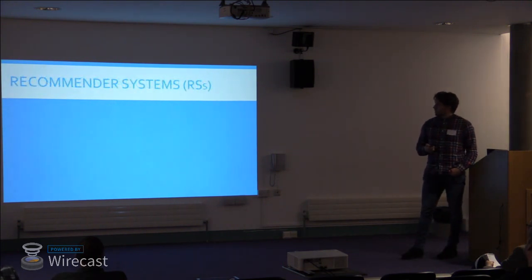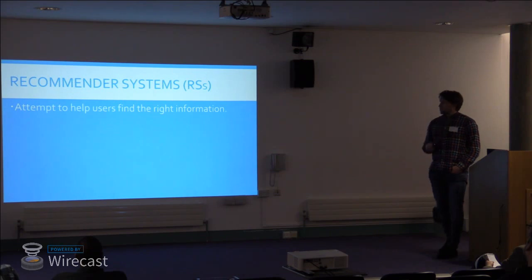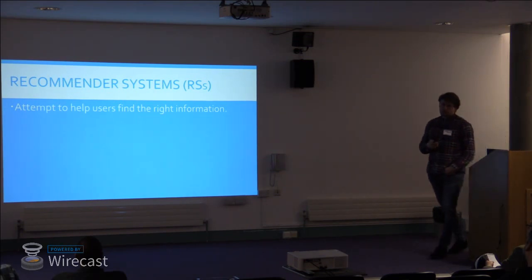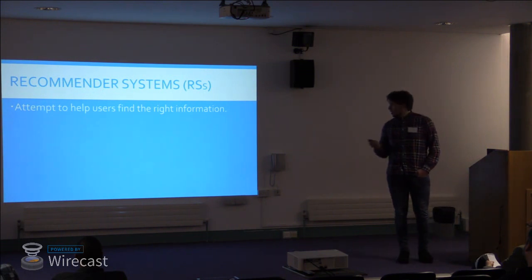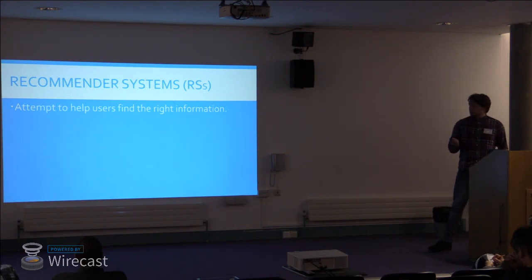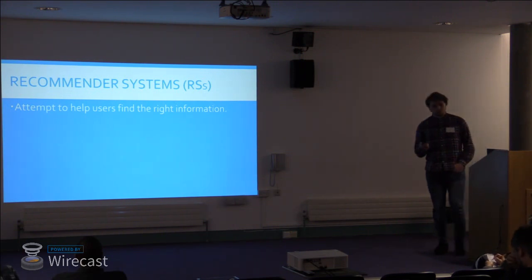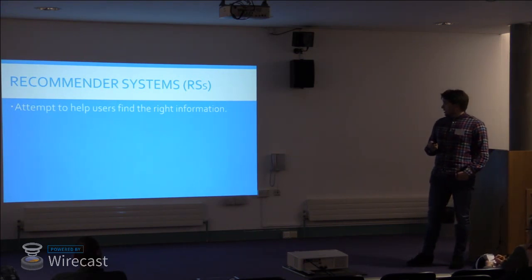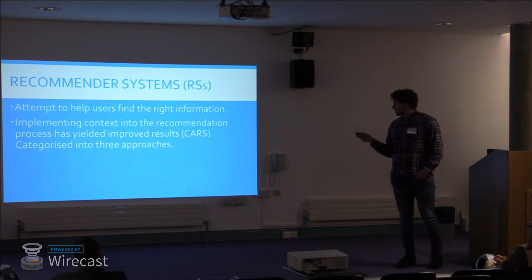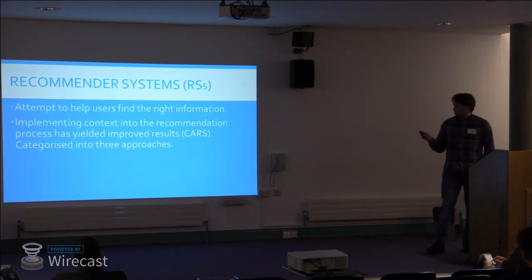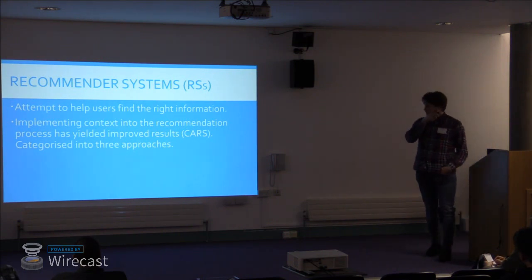I'm quickly going to summarize recommender systems. These are a branch of personalization systems that attempt to help users find the right information. So online platforms, such as Amazon and eBay, use these algorithms to recommend services, items, and other products to users based on variables such as purchase history, pages they may have visited, or items they may have clicked on. And a lot like physiological systems, this research area has benefited from the implementation of context. And so much so, it has seen the development of the context-aware recommender system research field.